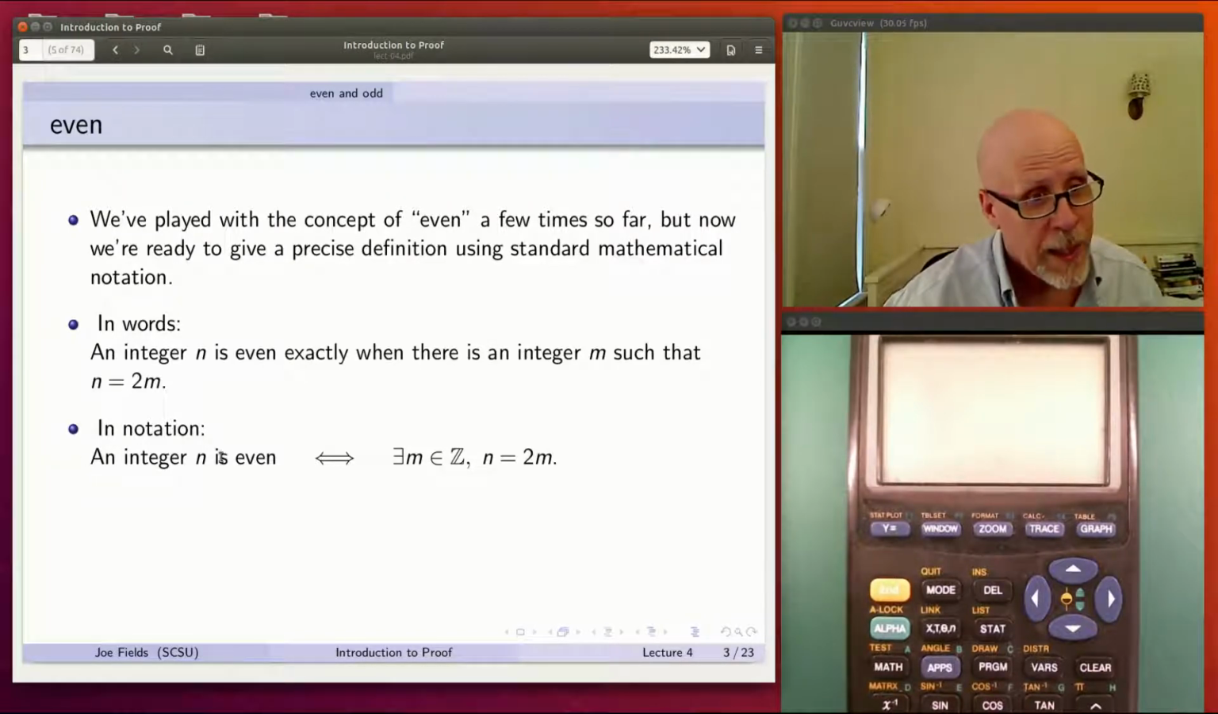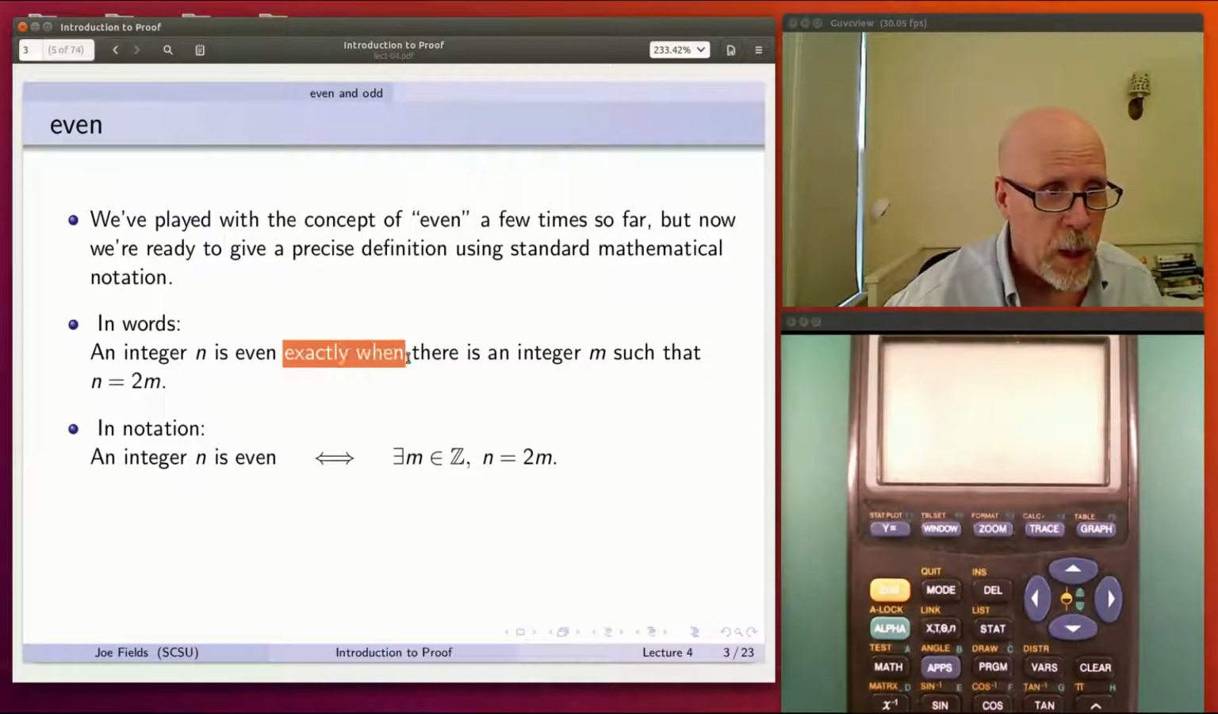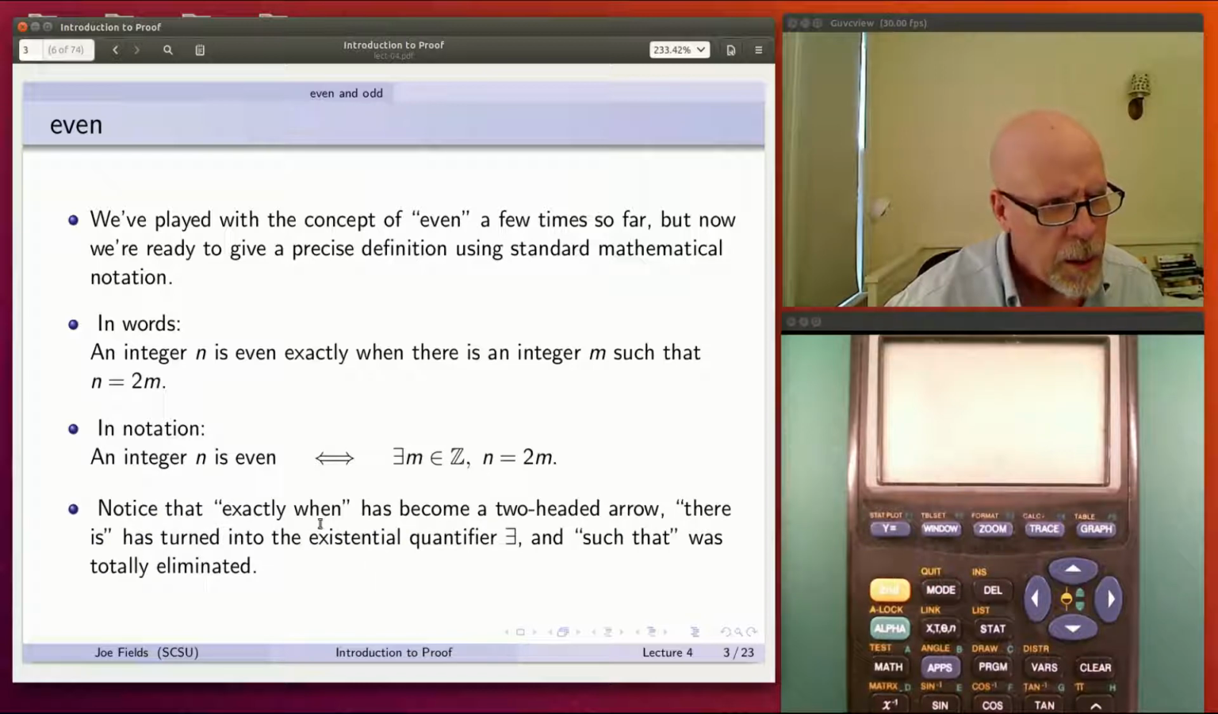So as you're reading across this, it is said exactly the same way. An integer n is even exactly when there exists m in the integers such that n is equal to 2m. What are the changes? The phrase exactly when has been replaced with this double-headed arrow. And the there is, that's become this there is sign, the existential quantifier. Exactly when became the two-headed arrow. There is turned into that.